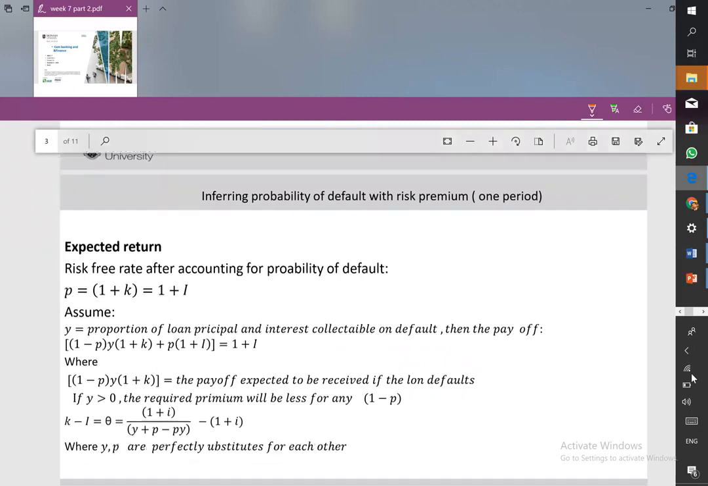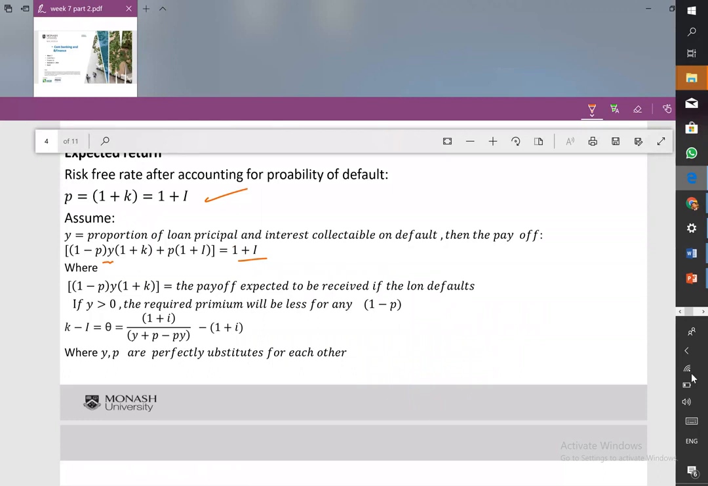As I said, B times 1 plus K equals 1 plus I, which we agree about. Now, when we bring in the collateral, the payoff when defaulting plus the payoff of payment should equal 1 plus I. So if the collateral is more than 0, which it should be, then the required premium, for any 1 minus P, which is the defaulting, should equal this amount, which is just a formula I showed you.